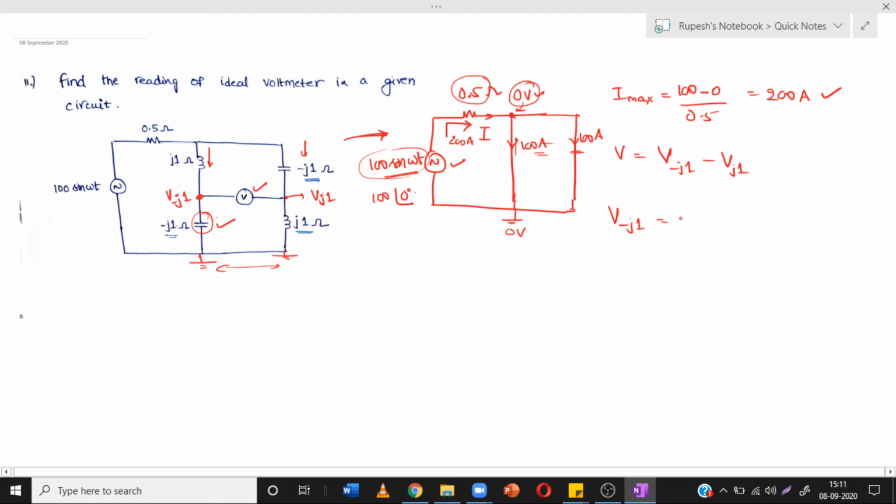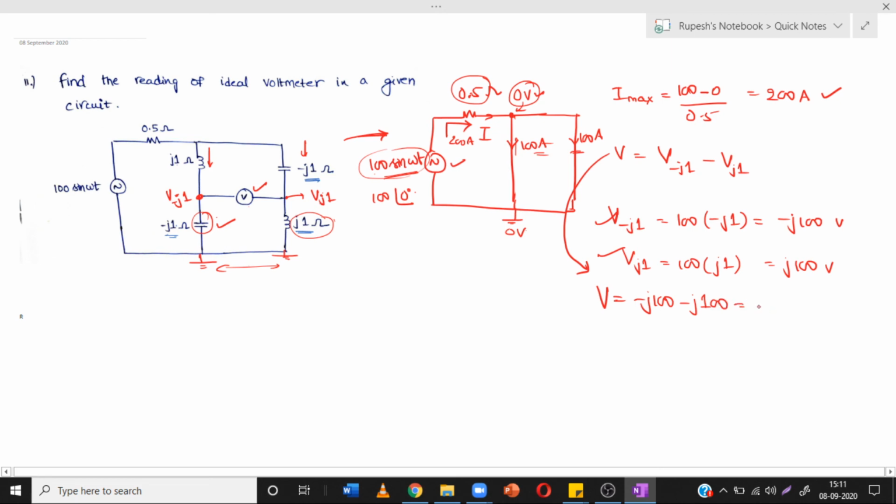So V is equal to I into Z, so the formula will be 100 into minus J1. So this will be minus J100 volts. The voltage across J1, that means this particular impedance, will be the same 100 into J1. That means J into 100 volts. So what is the value of the voltmeter? So V is equal to this value minus this value. That is minus J100 minus J into 100. That is minus J200 volts.